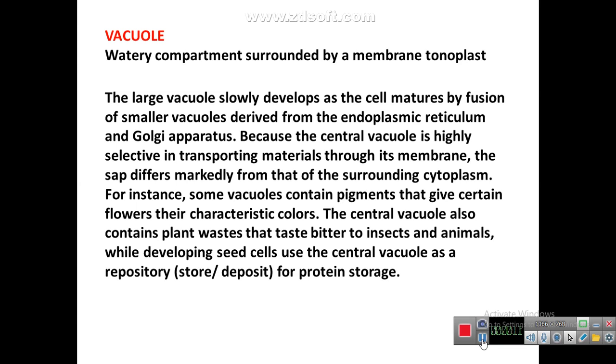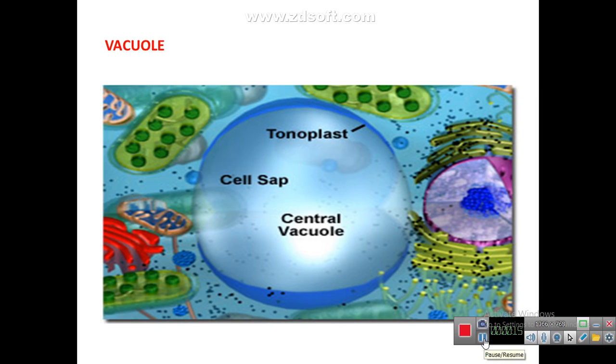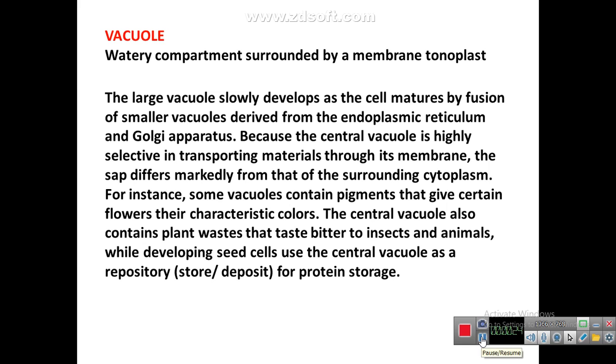Vacuole, it is a watery compartment surrounded by a membrane known as tonoplast. This is the diagram of the vacuole. In the case of plants, a large central vacuole is present that is surrounded by a membrane. The membrane is known as the tonoplast. How is the large central vacuole developed?